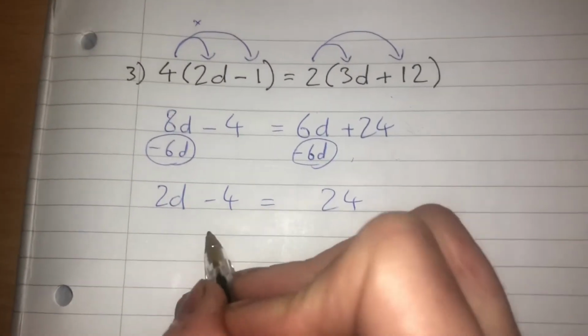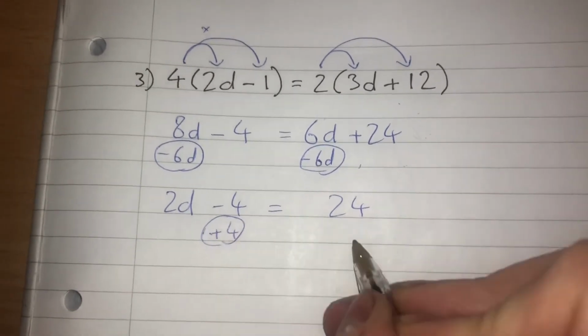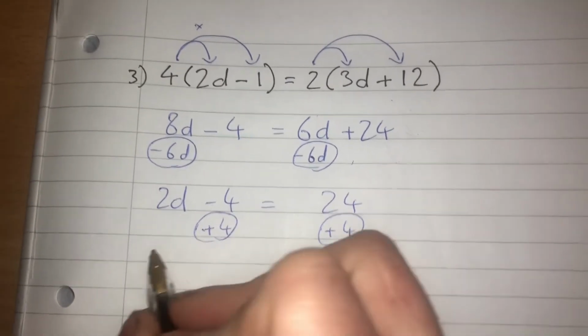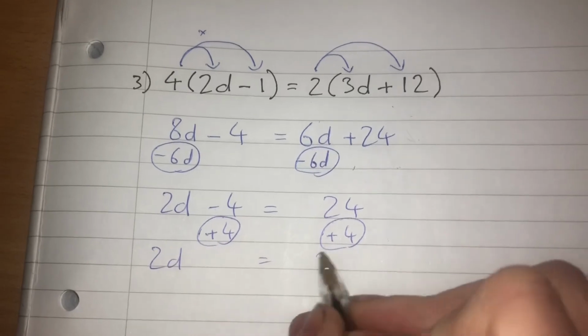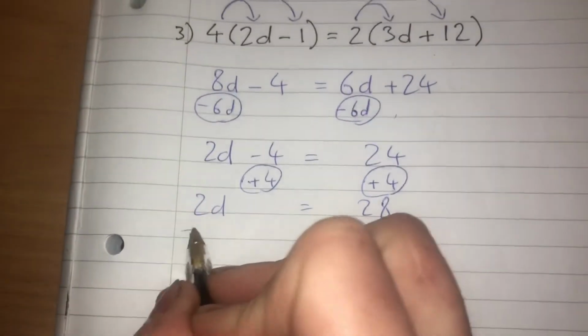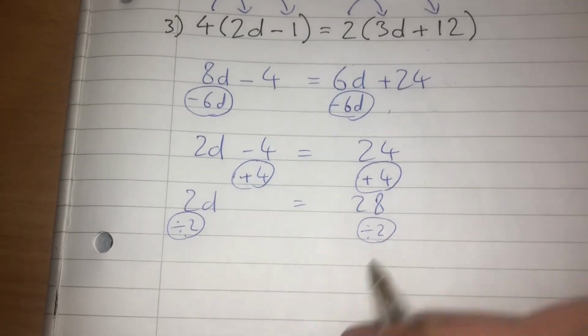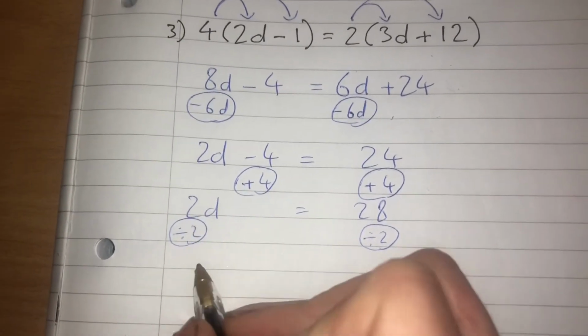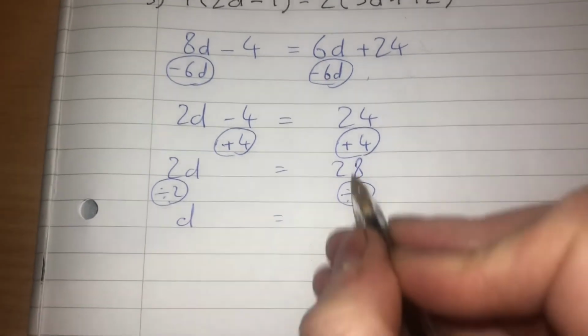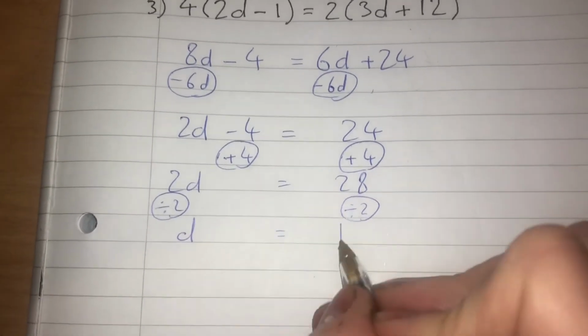Get rid of the minus 4. I add 4 to the right hand side as well. 2d = 28. And the last thing I need to do is then get rid of this 2 by dividing by 2. So that gives me 1d. 28 divided by 2 is 14.